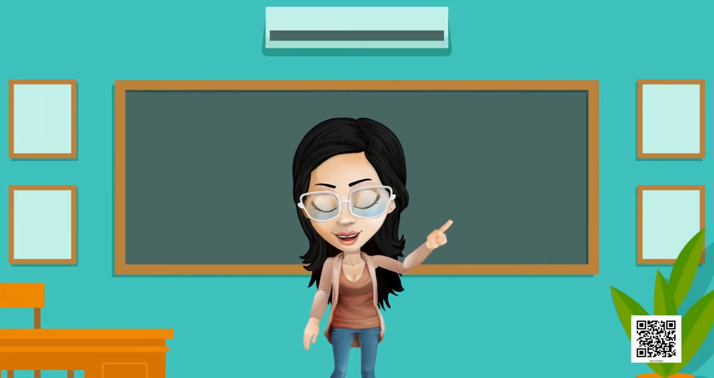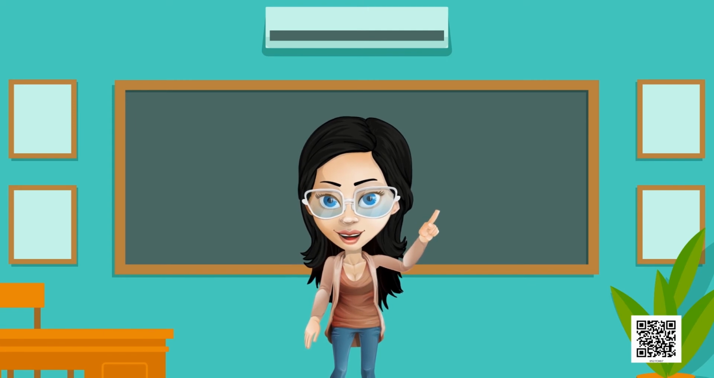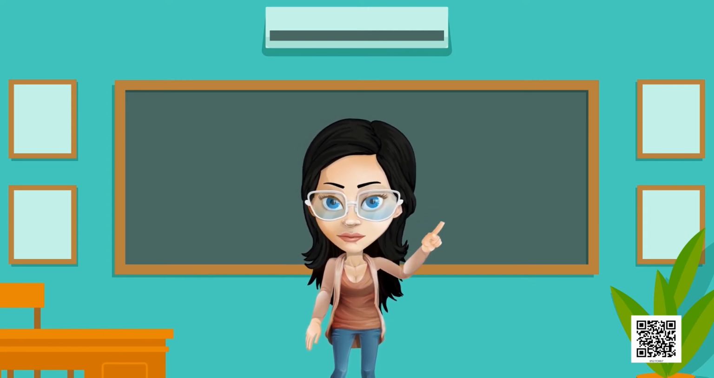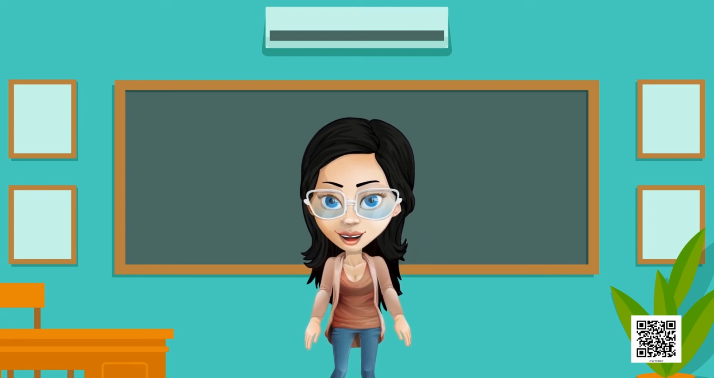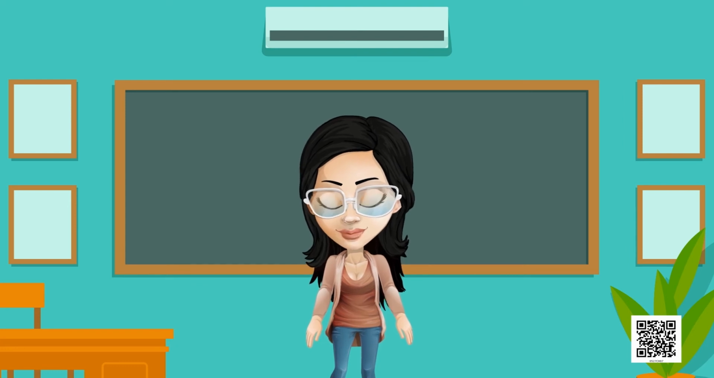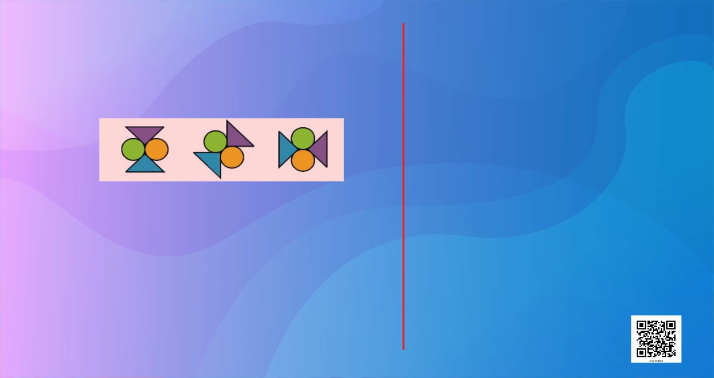Okay dear children, now some patterns are given below on the left side of the red line. For each pattern, write the rule. Then choose what comes next from the right side of the line and tick mark it. So look at the A part. What do you see?